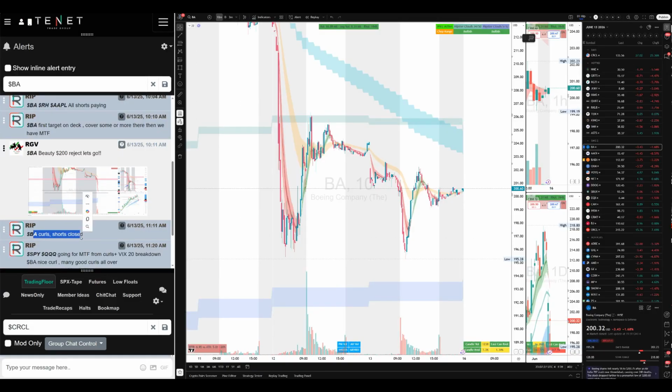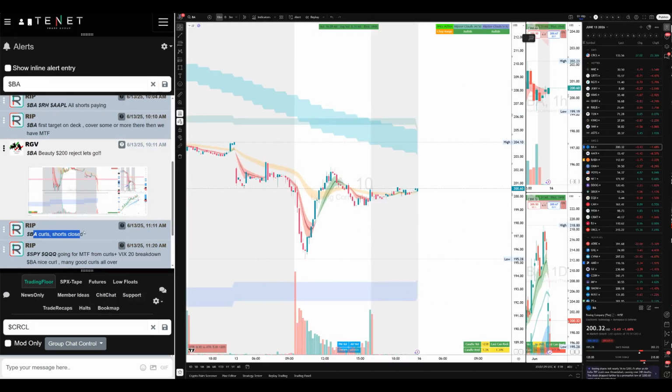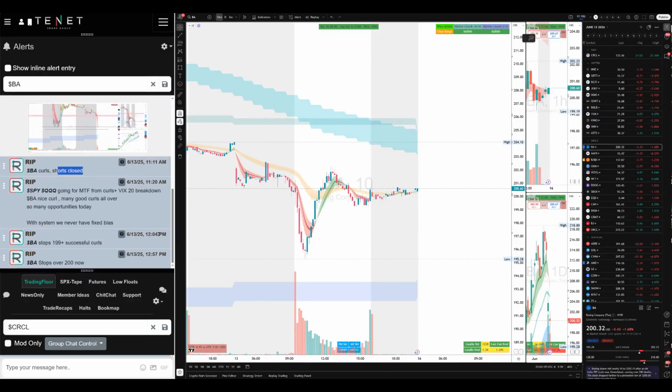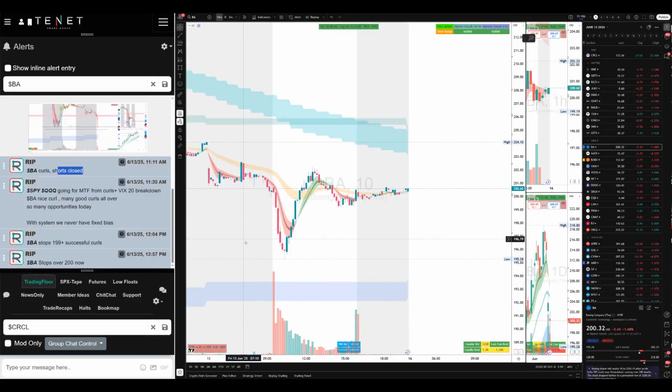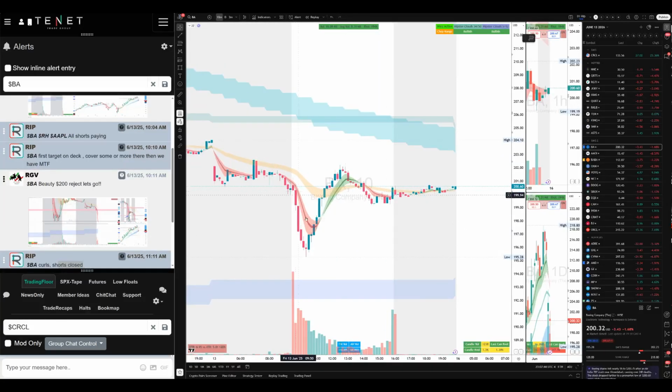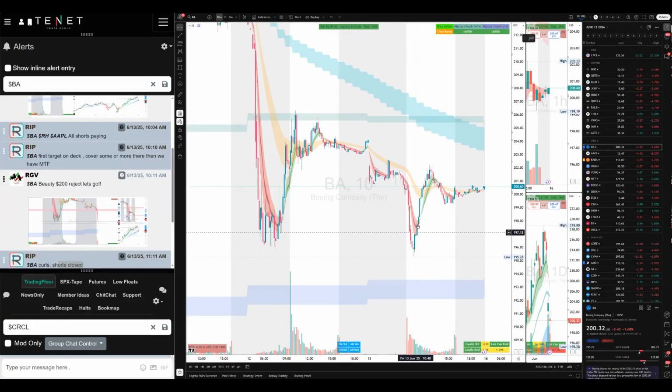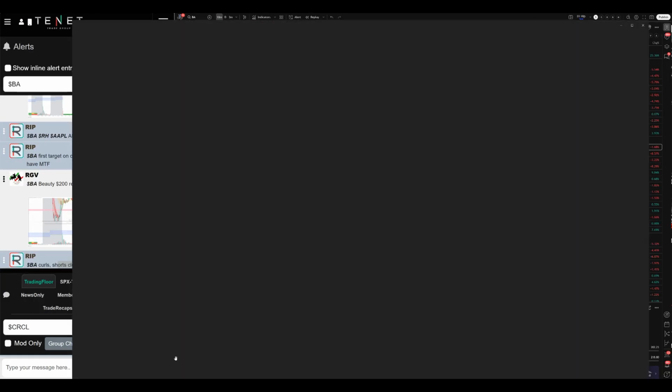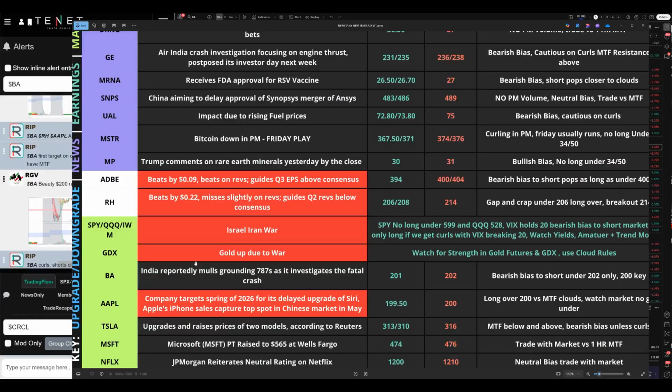You see this BA curls, shorts closed. This is where I alerted: BA curls, shorts closed, and from there it ran from 198 to 200. There was another opportunity to make a lot on an option trade, or even trading shares, not a big problem. You can see that easy setup: short versus 200, long versus 5/12 curls, stops in the candle. Repeatable setups, nothing crazy. You just have to be ready for these setups and execute, and that's why this was in our game plan. Big news yesterday, and today it made the move.